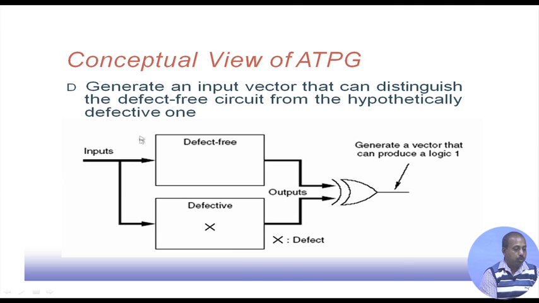So, the challenge is that we are given this defect-free circuit and this defective circuit, with an XOR gate at the output of the two, where their outputs are XORed. We have to design an input vector such that this XOR gate output is at logic 1. Naturally, if the two outputs differ, the XOR will be at logic 1. So, we have to derive this particular input set.